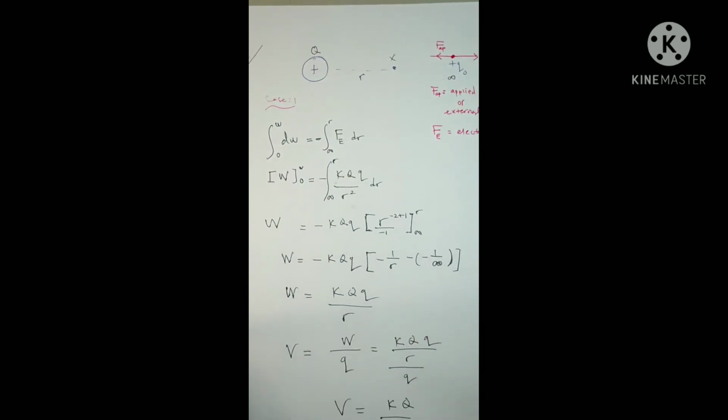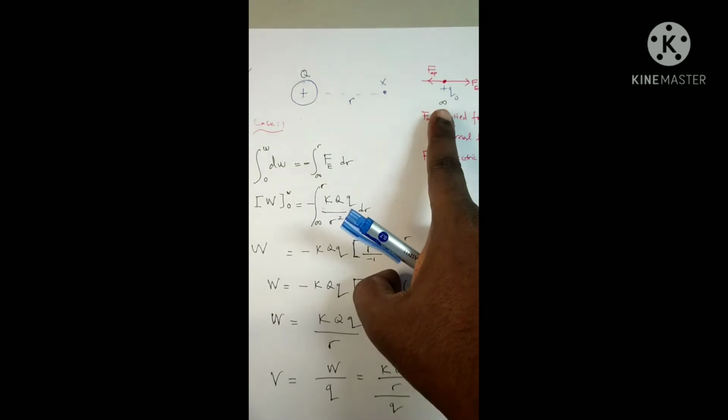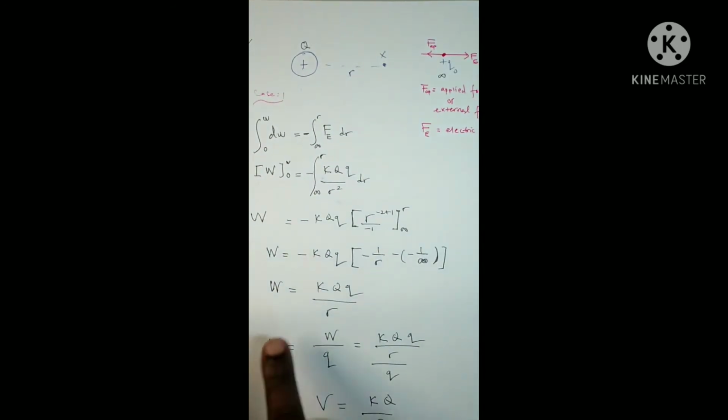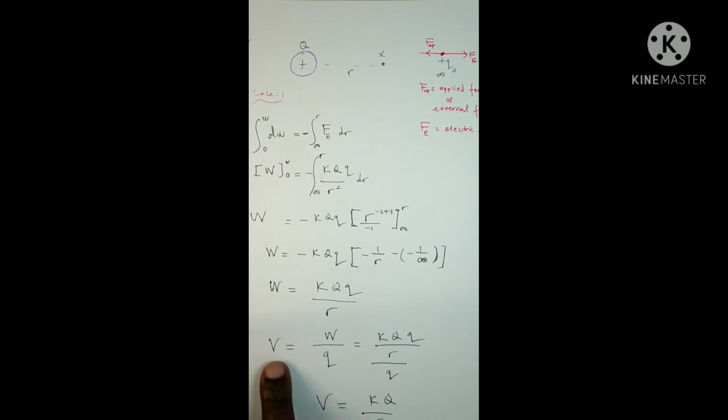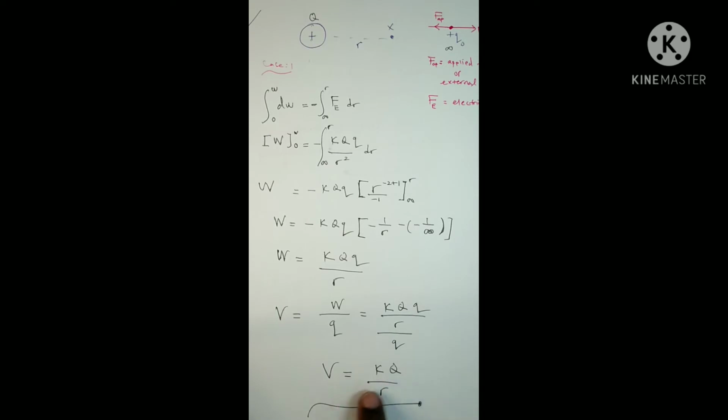Everyone knows that electric potential is equal to work done per unit positive test charge from infinity to that point. So by substituting the work done into this formula, finally we can get one solid formula for electric potential, which is equal to kq over r.